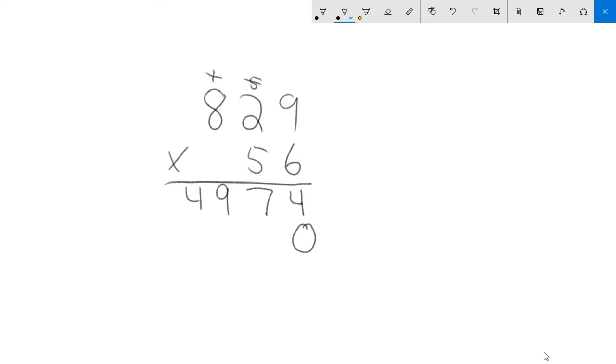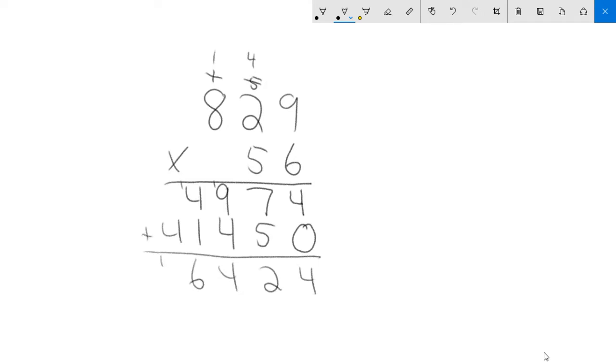So 5 times 9 is going to be 45. So there's my 5, carry the 4. 5 times 2 is 10, plus the 4 that's there makes 14. Carry that 1. And 5 times 8 is 40, plus 1 makes 41. Adding these together, I end up with 4. That's 12, 10, 14, 1, 5, 6, and 4. So I end up with 46,424. Very large number.